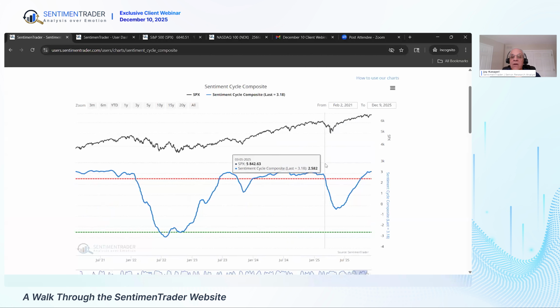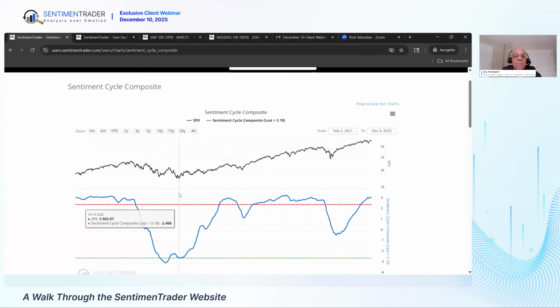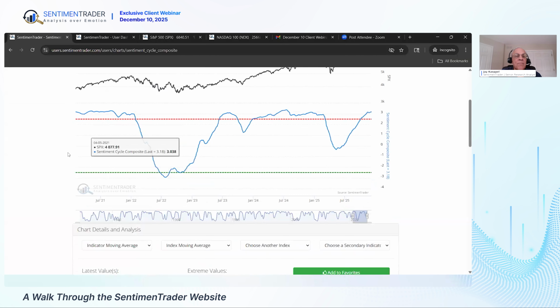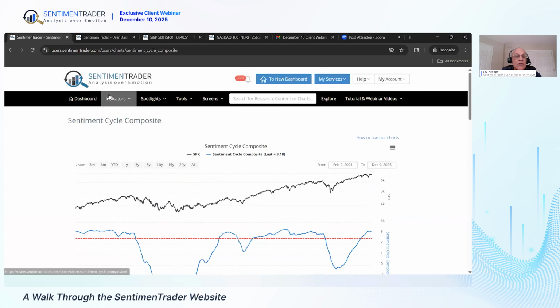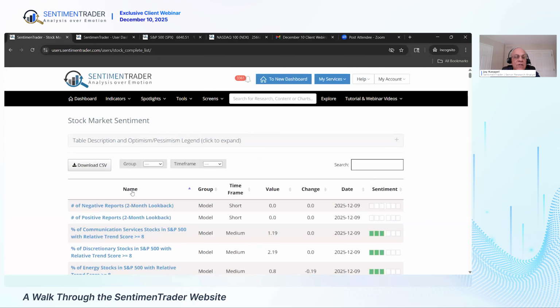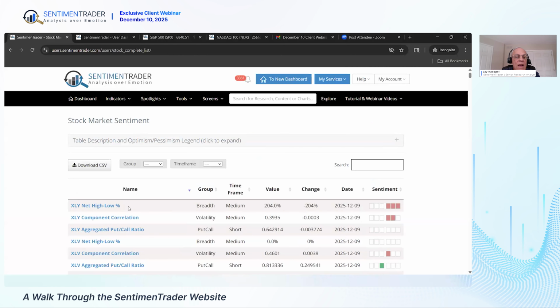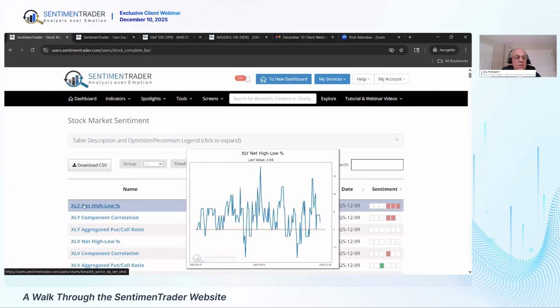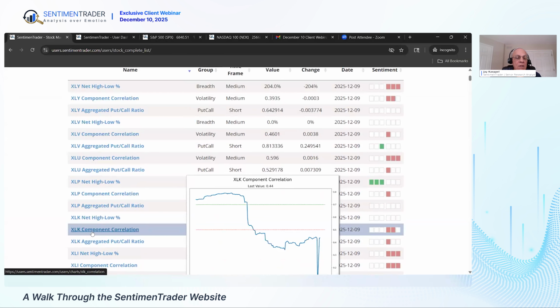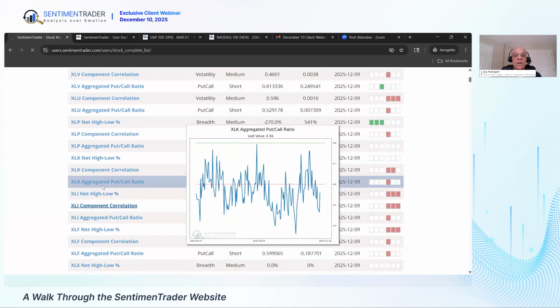That means the trend is great right now. Am I going to keep an eye on it and look for a drop? Absolutely. Okay. Last thing I want to show you on indicators is for any of the S&P 500 sectors. We have a variety of indicators. I'm just going to arbitrarily pick one. Let's go with XLI component correlation.